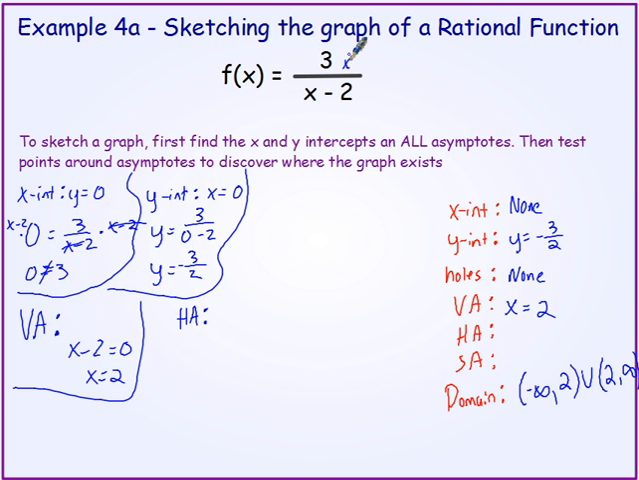So they're the same. So it's y equals what? 3. So I have an HA at y equals 3. Because I have an HA, there is no SA.